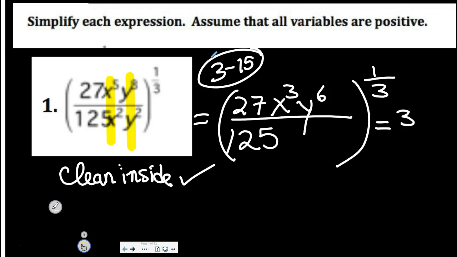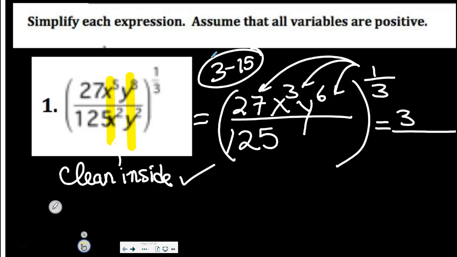All right, so I'm just going to catch you up. Jake cleaned up on the inside here by telling us that there's 3 X's on the top and 6 Y's. We're then done. And then we decided everything had to go to the 1/3 power. And the cubed root of 27 is 3, because 3 times 3 times 3 is 27. Or you use a little cheat sheet, or you go 27 to the 1/3 power on your calculator. Whatever you're comfortable with.